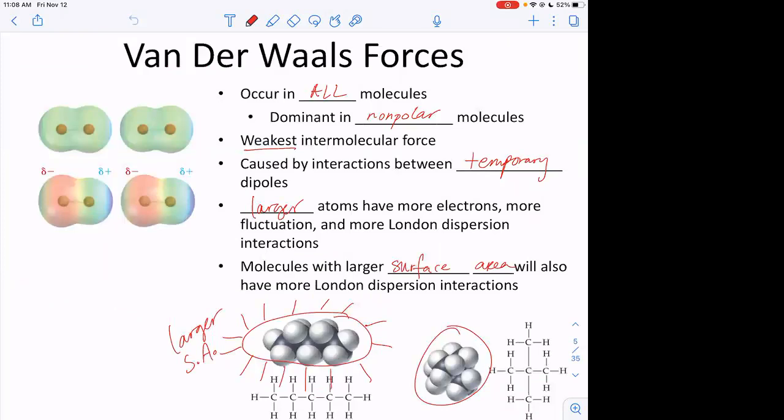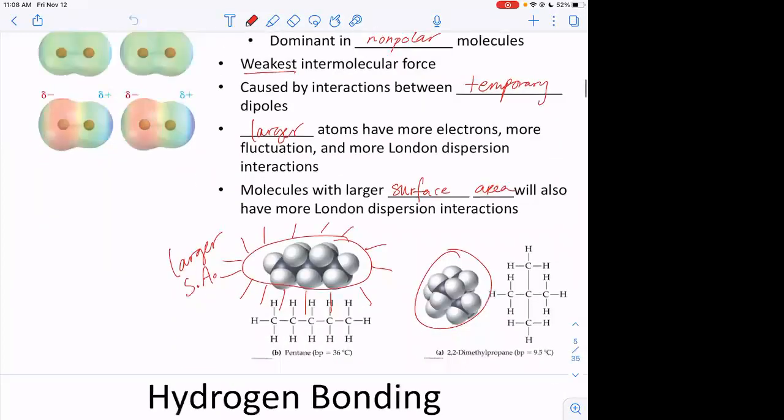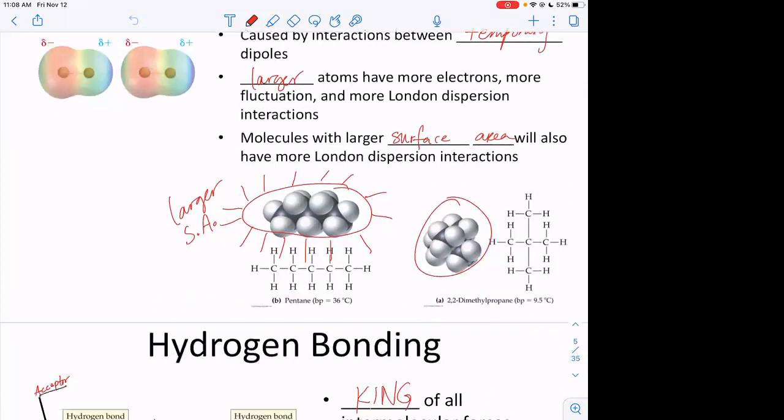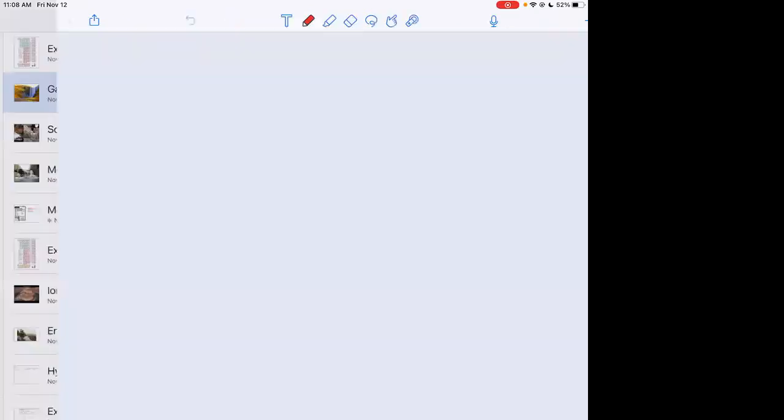Yep, the bigger the surface area. Okay, so larger atoms have more electrons, more fluctuation, more London dispersion forces. Last bullet point there, molecules with larger surface area will also have more London dispersion forces. And here's an example. Okay, when it's more elongated, there at the bottom pentane, higher boiling point than this 2,2-dimethylpropane. So we emphasize that. So the more surface area something has, the bigger something is, the more London dispersion forces it can have, and the higher its boiling point would be.